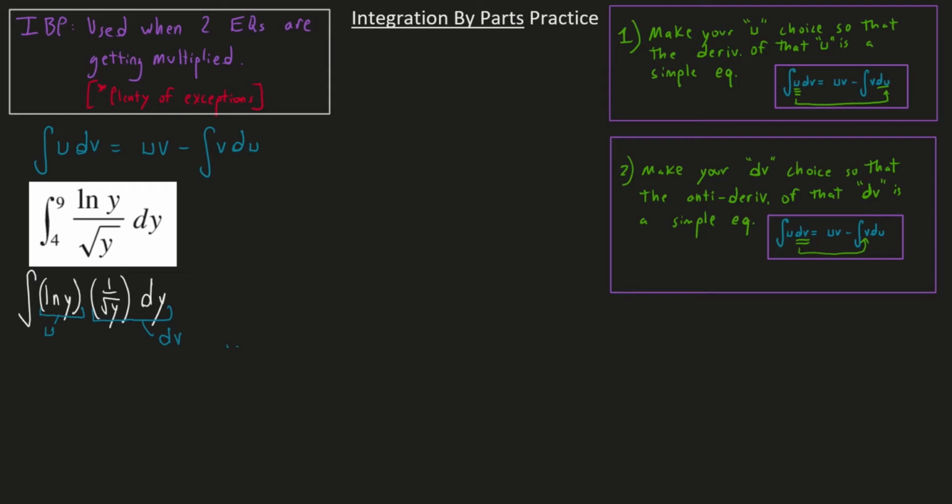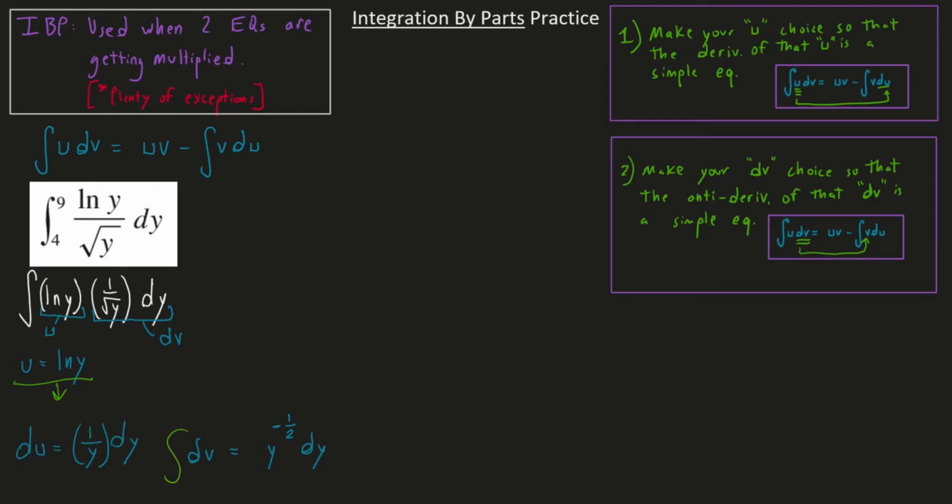Remember, the dv has to have that differential in there, whether it be a dy or a dt or a dx. Alright, so I'm going to differentiate my u. That gets me a 1 over y. And of course I want to multiply both sides of this equation by dy so I can get du by itself, because I know I need to substitute something in for that du. So let's do that.